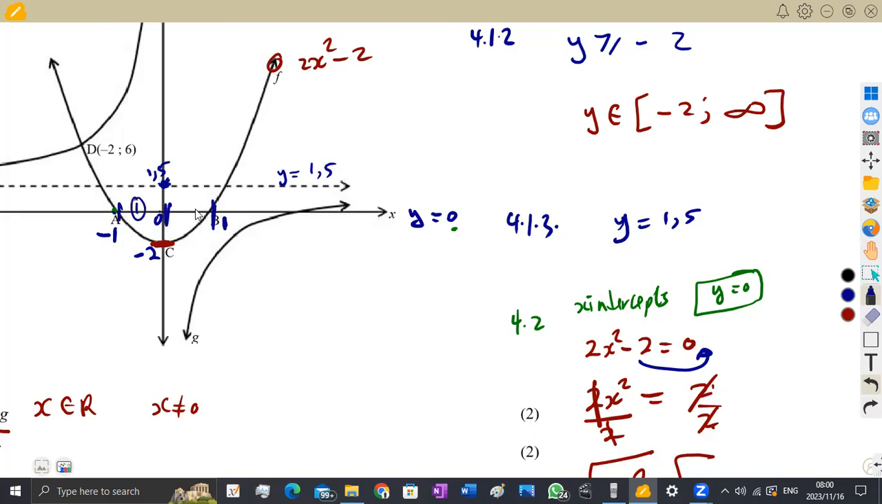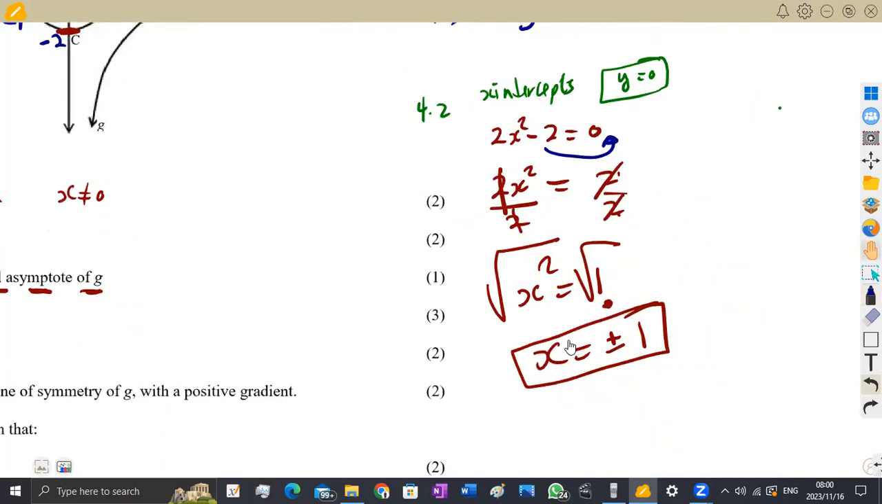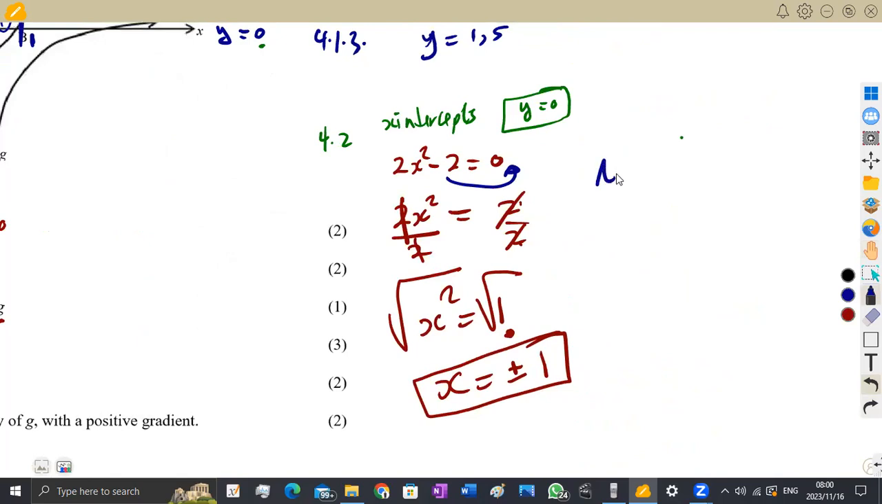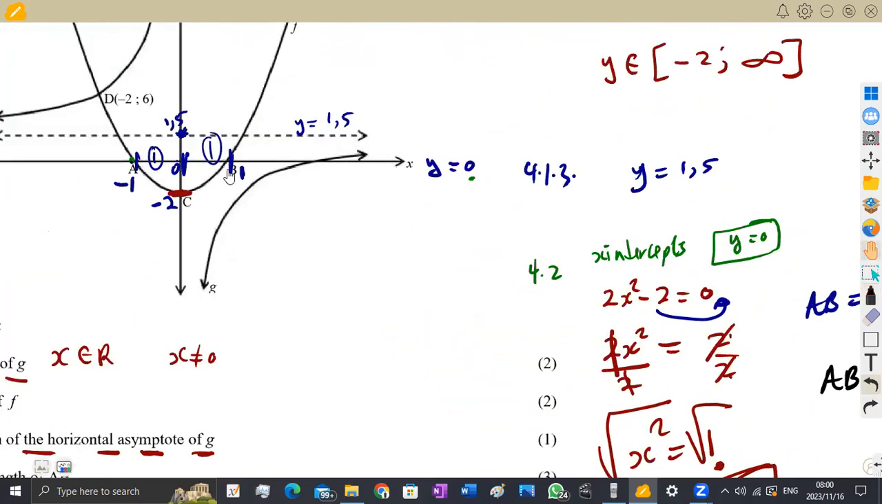So it's 1 unit plus 1 unit, which is 2 units. So it simply means the distance between the line AB is going to be given as 2 units. We can simply take that direct by sight. But if you want to do it by calculation, it follows that the distance of AB, you are going to have the difference between the maximum and the minimum value.